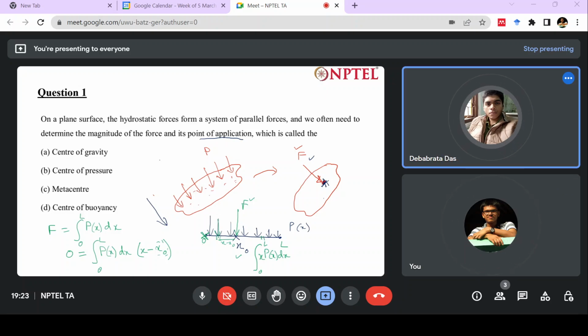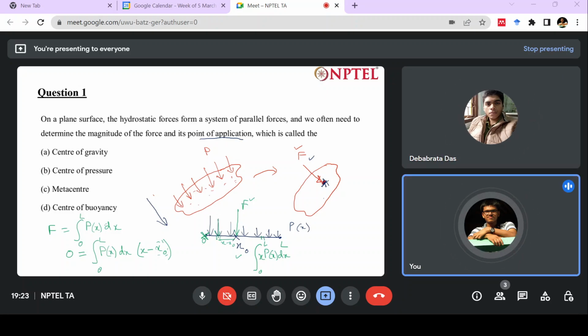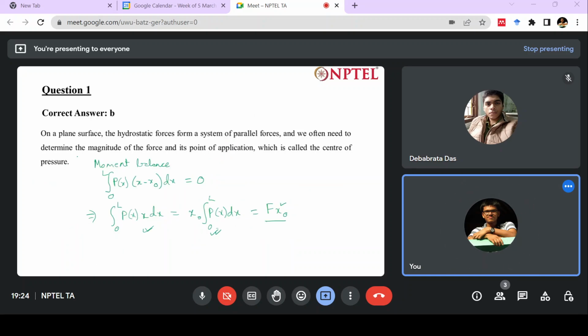Yes, sir. Center of pressure. Center of pressure, that's correct. We are dealing with the pressure here, so definitely not center of gravity. There is no relation with gravity here. If we are talking about surface forces, there is no relation with metacenter as well, and also no relation with center of buoyancy. It is center of pressure, and that's the answer that is given.